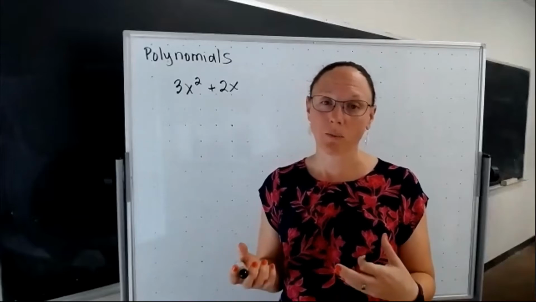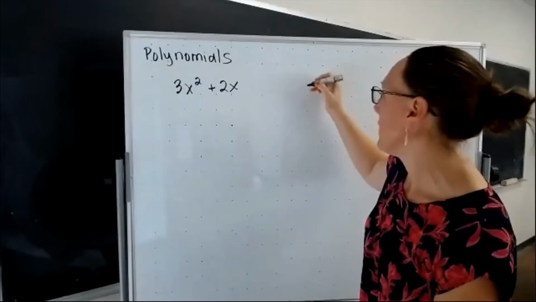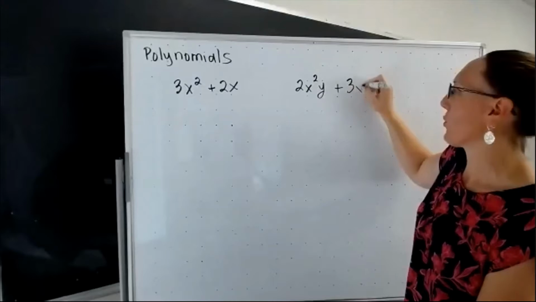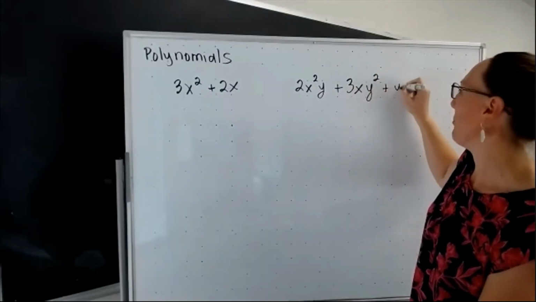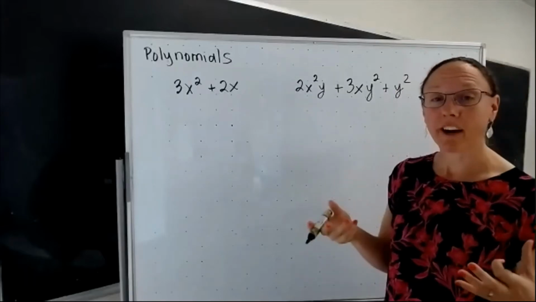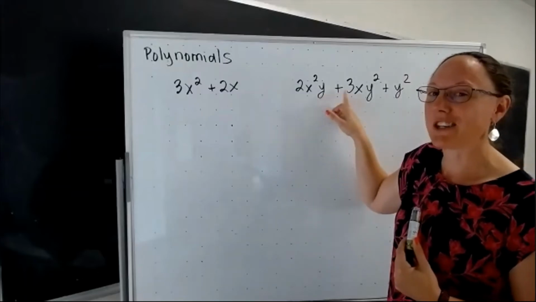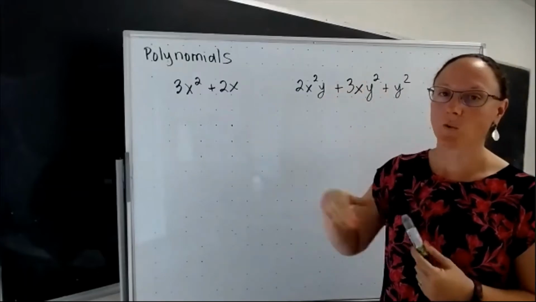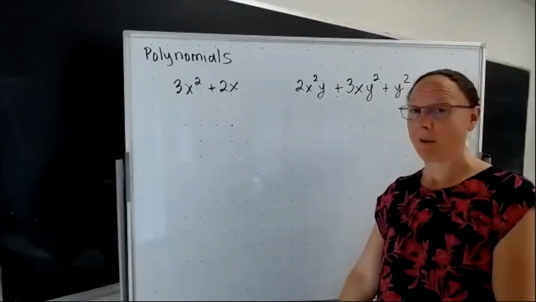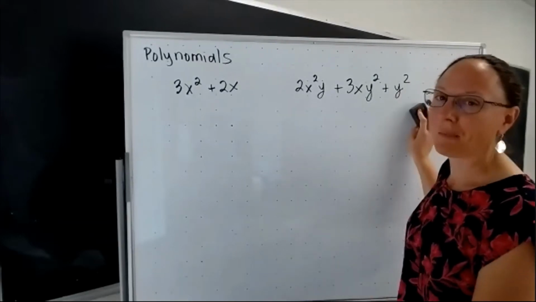Now it's also a polynomial potentially if I have more than one variable in the mix. So if I had something like 2x squared y plus 3xy squared plus y squared, this is also a polynomial. So it's okay that we have different variables in there. The only thing that we need to make it a polynomial is we have got addition and subtraction between some of those monomial terms. Again, I don't really care about the vocabulary so much, but you will see the vocabulary polynomials show up in books a lot.